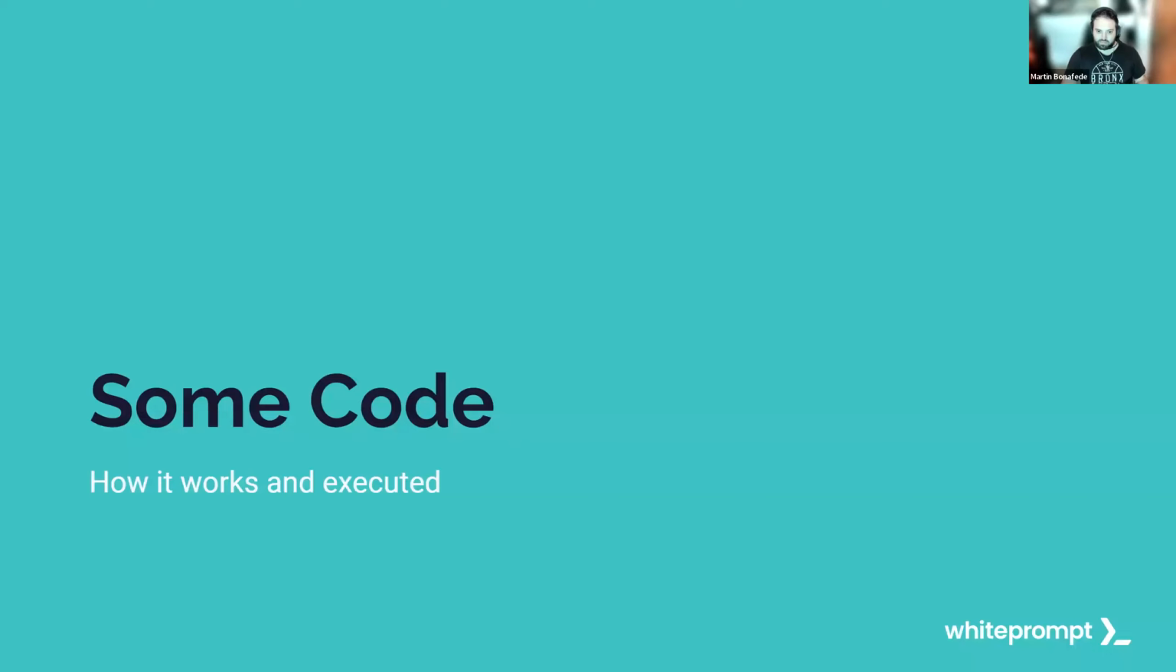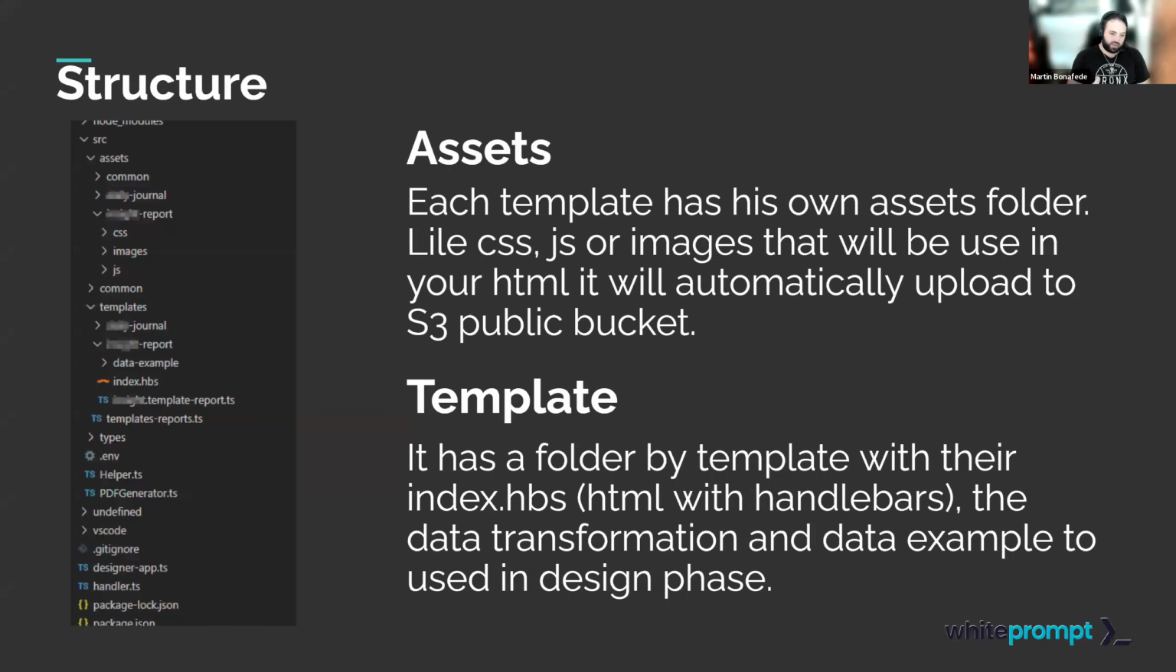So here we have some code now, how it works and how we execute this. We will see the whole flow of executing the first time, how the call of the Lambda works, and then how you return the PDF. First, the structure. Here at the left, we have the structure. One of the important things is that we have a lot of objects that are common for the application and used to generate the PDF. But the templates and the assets are important.